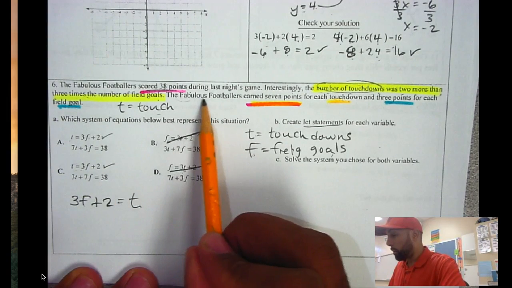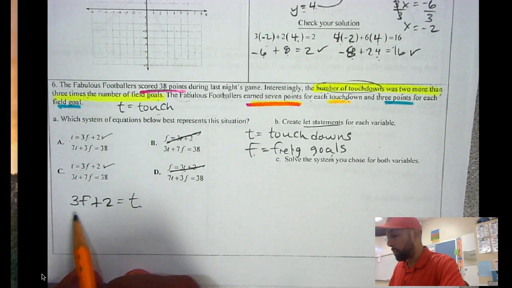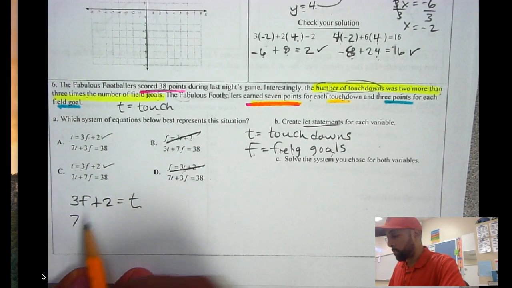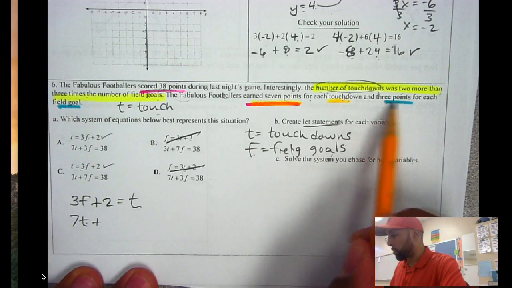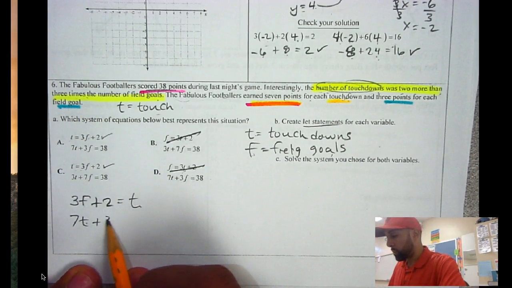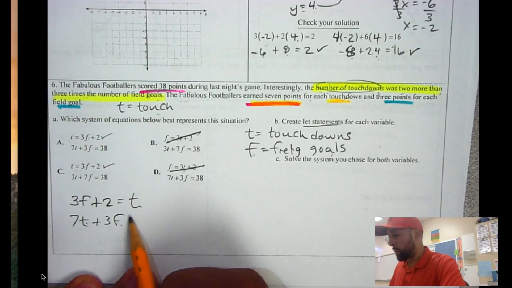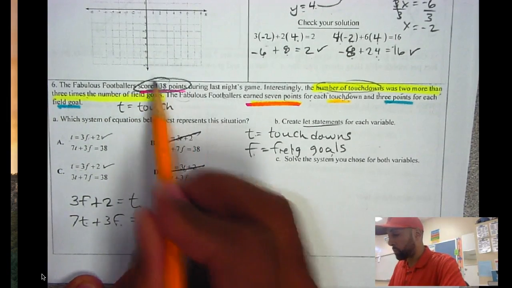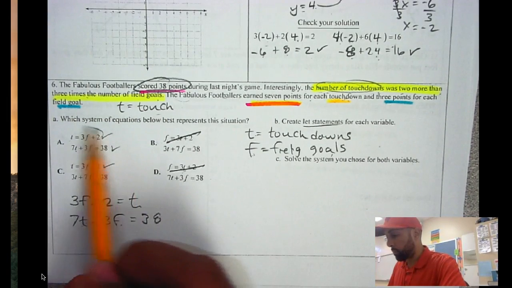Now remember that you earn 7 points for each touchdown. So if I multiply 7 times the number of touchdowns, it should give you the total touchdown points. And then 3 points for each field goal. So 3 times every field goal gives us the total field goal points. That should equal the total points scored, 38. So that would be 7T, this one. So A.